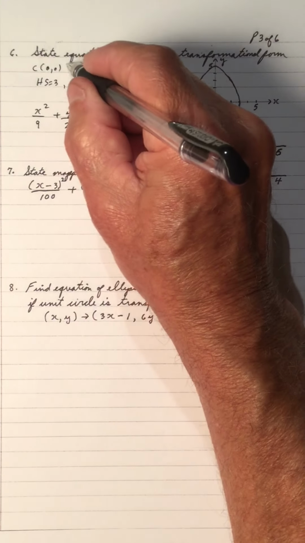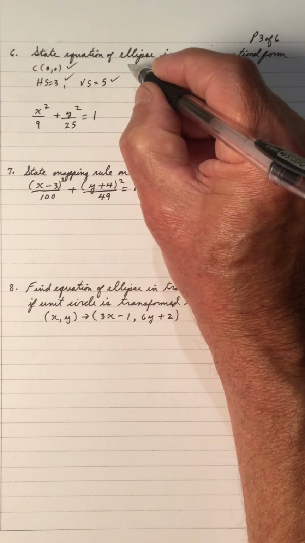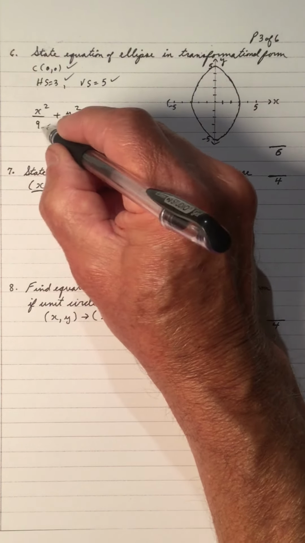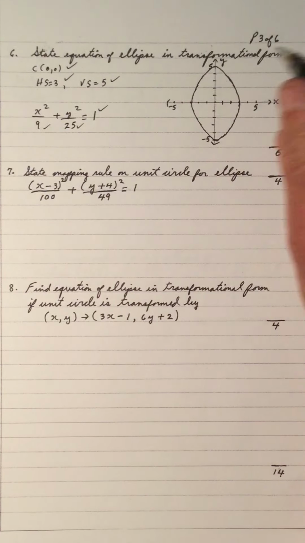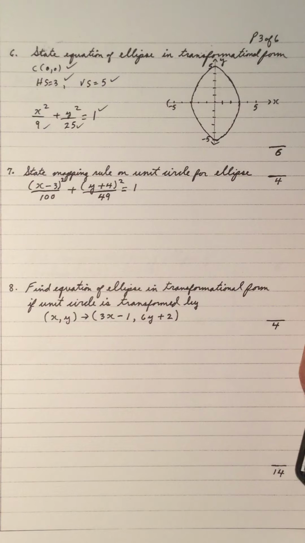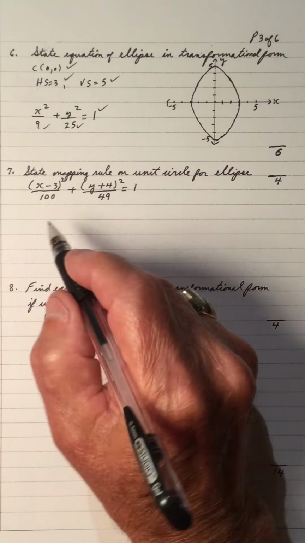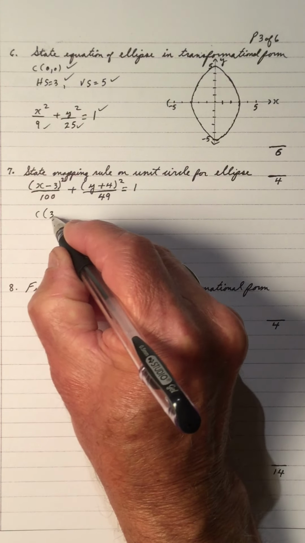If you have the center, you get a mark. If you have 3 for horizontal, 5 for the vertical, you get a mark. If you have this part correct, and this correct, there are 6 marks in total for each of these. Number 7, state the mapping rule on the unit circle for the ellipse. Well, the center of the ellipse, again, is the opposite of negative 3, which is 3.